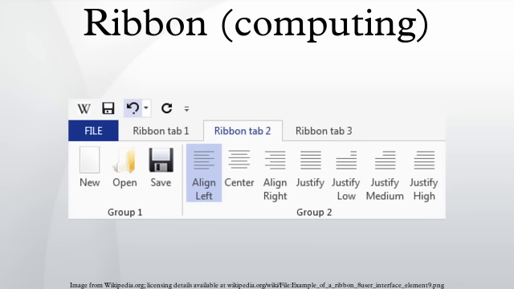The name ribbon was later purported to have originated from an early design idea by which commands were placed on a long pane that could be rolled like a medieval scroll. The name was retained after the scrolling mechanism was replaced by tabs.